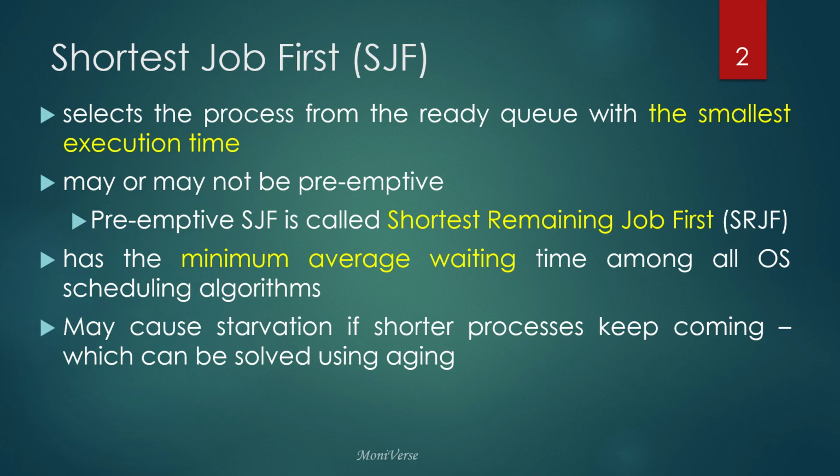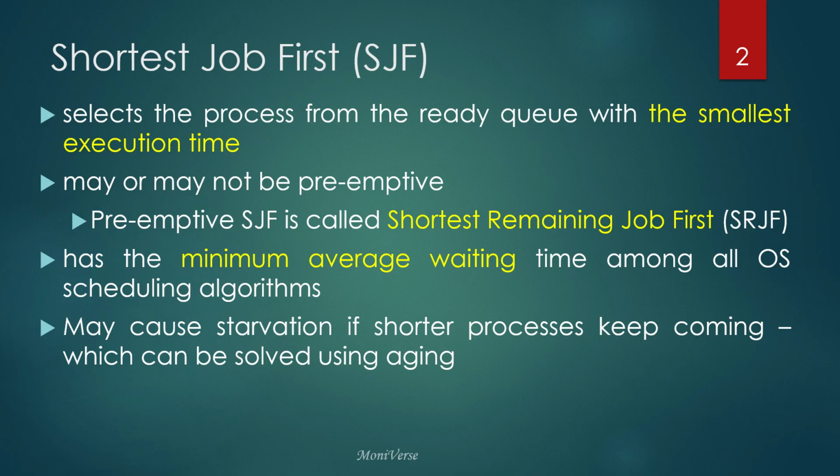So what is shortest job first? Usually when the jobs are entering into the ready queue at time t, the smallest job, that is the job having the smallest execution time, will be taken for execution into the processor. So this is called shortest job first. The shortest means that the job having the smallest execution time will be taken for execution. This can be preemptive or non-preemptive.